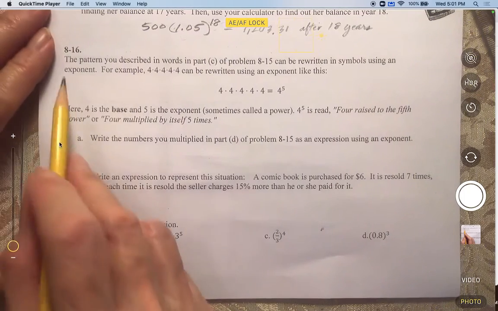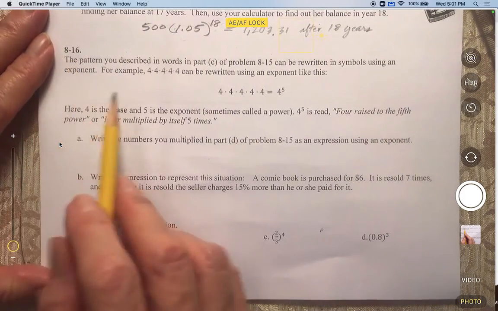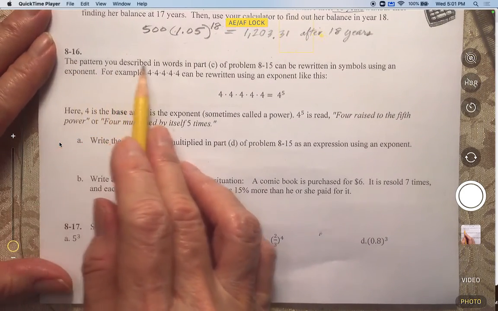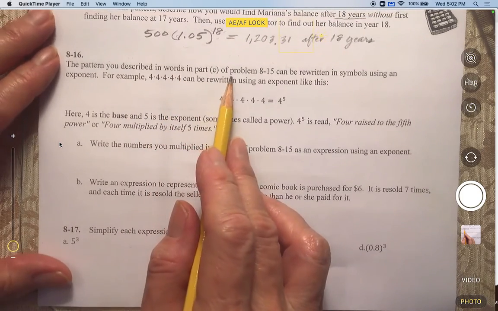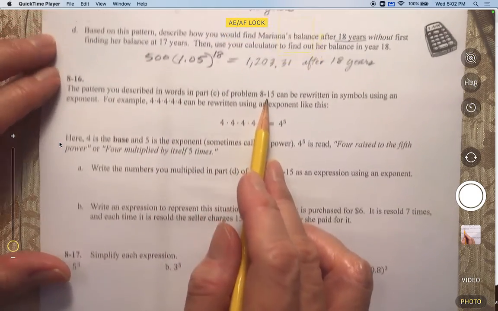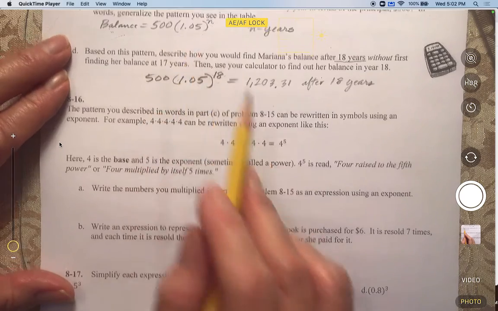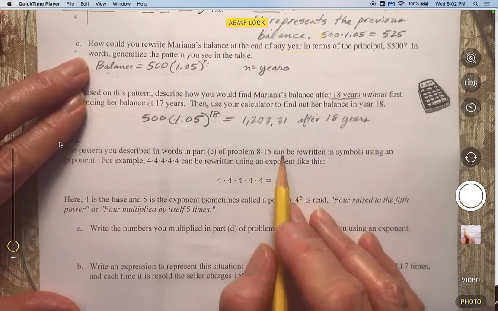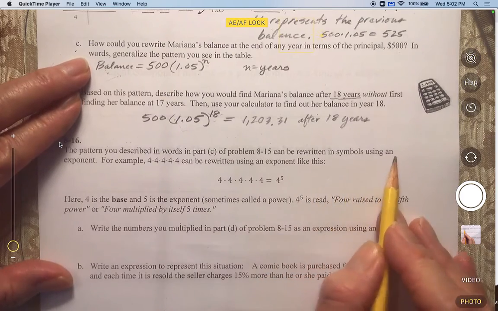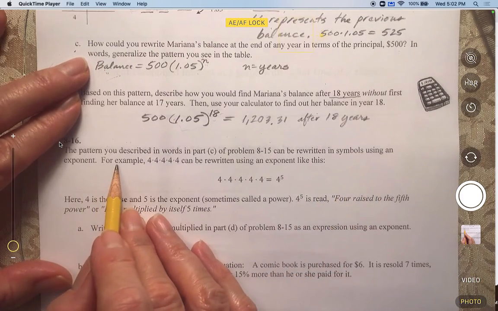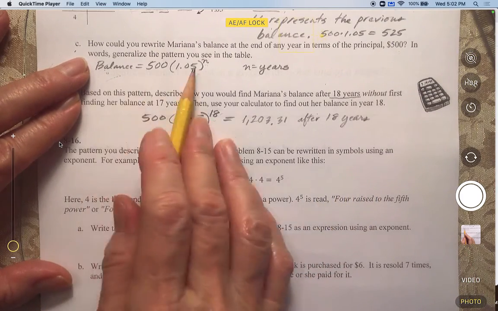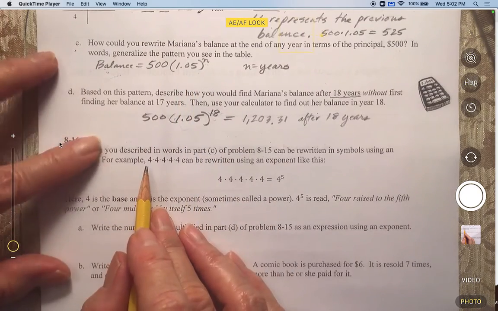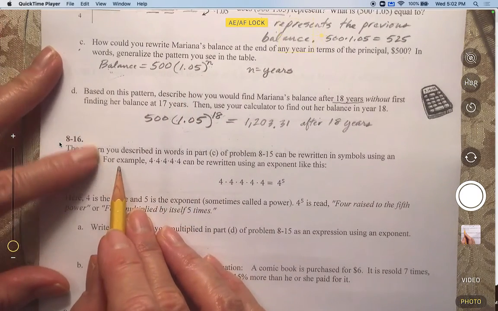Now we're going to do problem 8-16. The pattern you described in words in part C of problem 8-15, that's this problem, Mariana's problem, can be rewritten in symbols using an exponent. Well, I actually did write it with an exponent in that case, but let's just keep going.